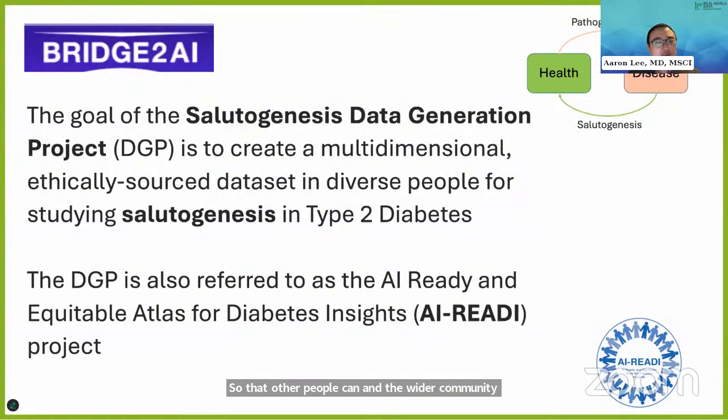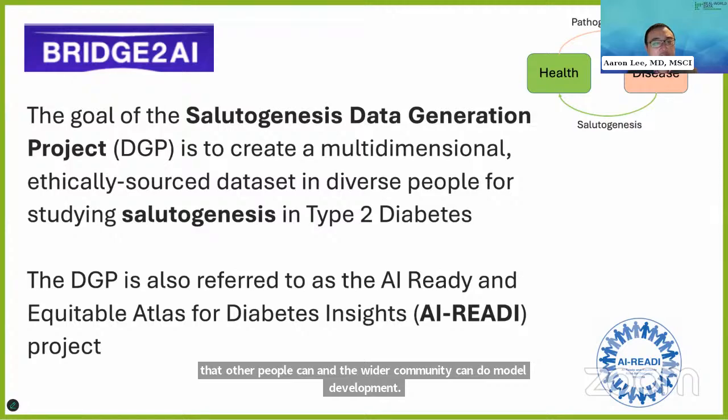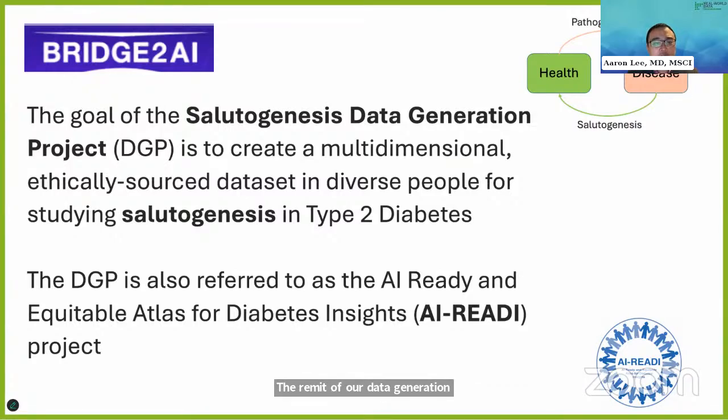The remit of our data generation project, one of the 4 data generation projects in the Bridge to AI program, is to generate a multi-dimensional, ethically sourced data set in diverse people for studying a process known as salutogenesis in a model disease, type 2 diabetes. Salutogenesis you may not be that familiar with. You can think of it as the opposite of pathogenesis. How does the body return back to a healthy state?